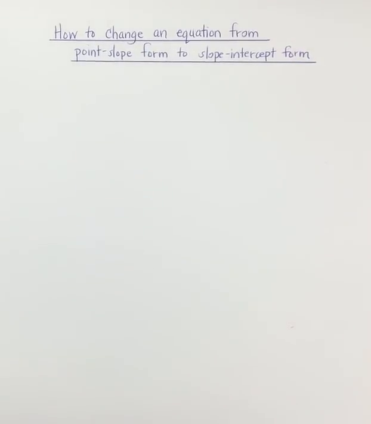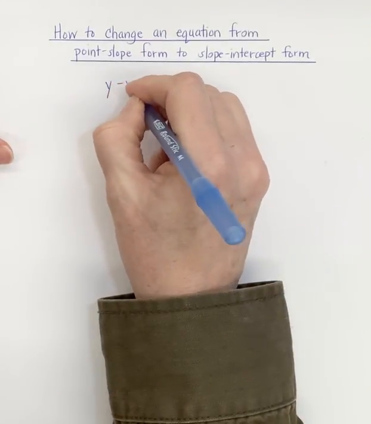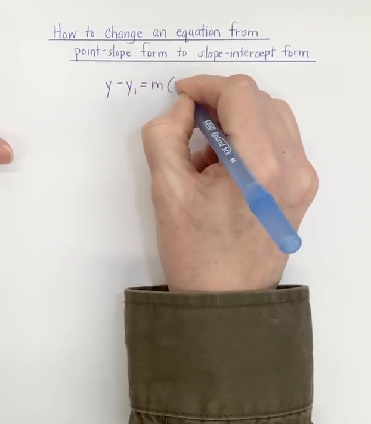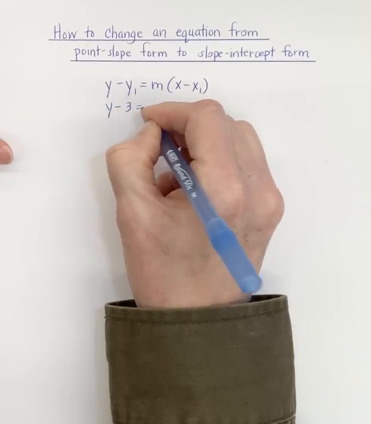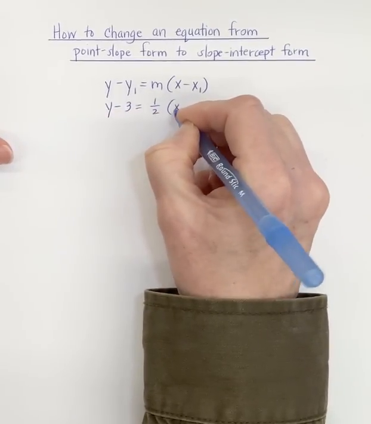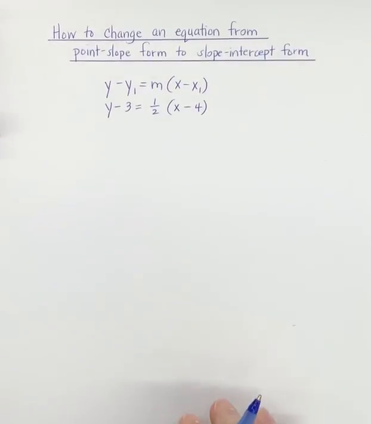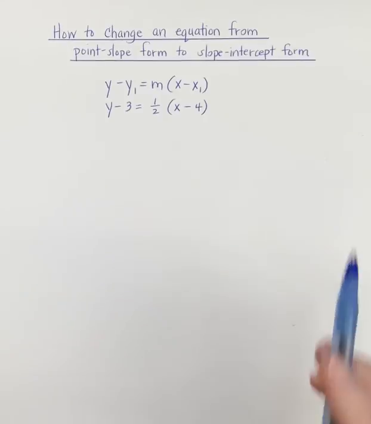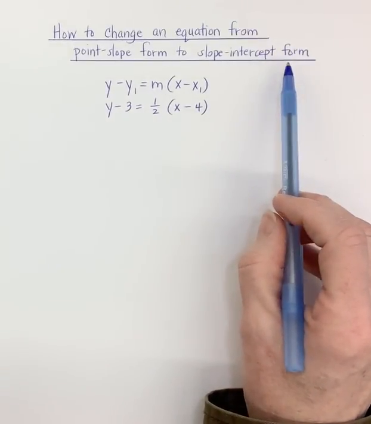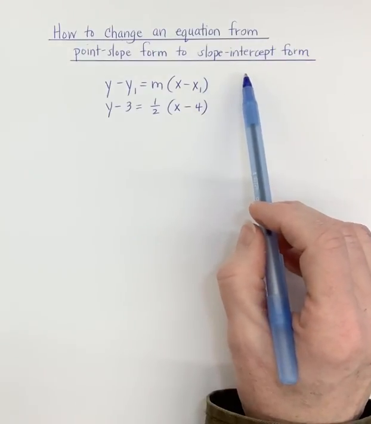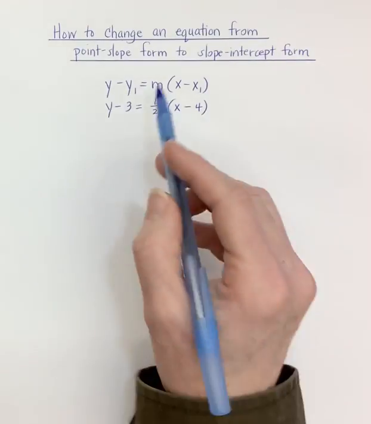Today we're going to learn how to change an equation from point-slope form to slope-intercept form. Let's suppose the first equation is written in this form, point-slope. y minus 3 equals 1/2 times the quantity x minus 4. If this was our equation and we want to get it in slope-intercept form, we know that we need y equals mx plus b, or in other words, y equals a number times x plus a constant.